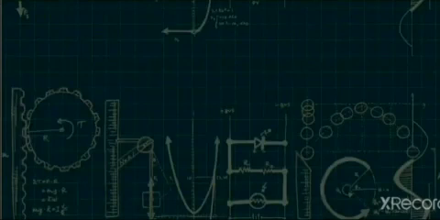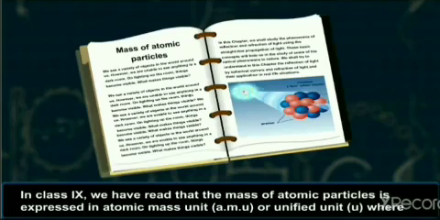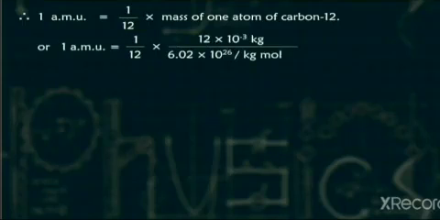Energy equivalent to mass 1 AMU. In class 9th, we have read that the mass of atomic particles is expressed in atomic mass unit, AMU, or unified unit, u, where 1 AMU is equal to 1/12 × mass of 1 atom of carbon-12, or 1 AMU = 1/12 × 12 × 10^-3 kg / 6.02 × 10^26 per kg mole = 1.66 × 10^-27 kg.